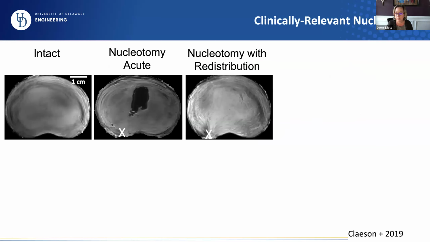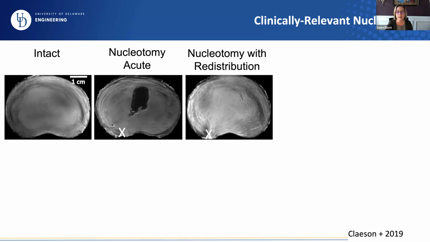So we had a good bit of success doing this in the cadaver disc, and in fact, we applied it to look at the effect of nucleotomy in the cadaver disc. So I'm showing here an image of an intact disc in axial section after insertion of rongeurs at the X and removal of the nucleus material in the middle. And then if you allow that nucleus to redistribute over a couple of hours, it fills the hole, but still has a changed material structure internally.